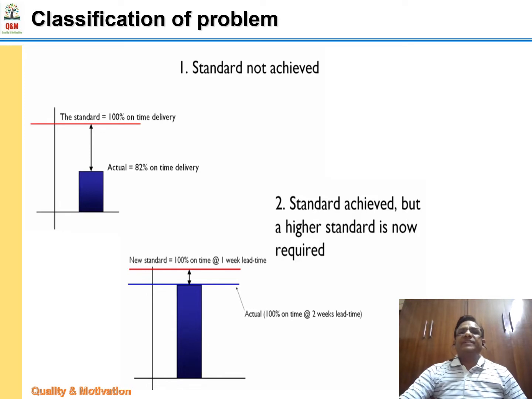In the second example, we have set a target of 100% on-time delivery with lead time of 1 week. In actual, we have achieved 100% on-time delivery, but lead time is 2 weeks. So this is again a gap between the standard and what we have actually achieved. So this is one of the examples.